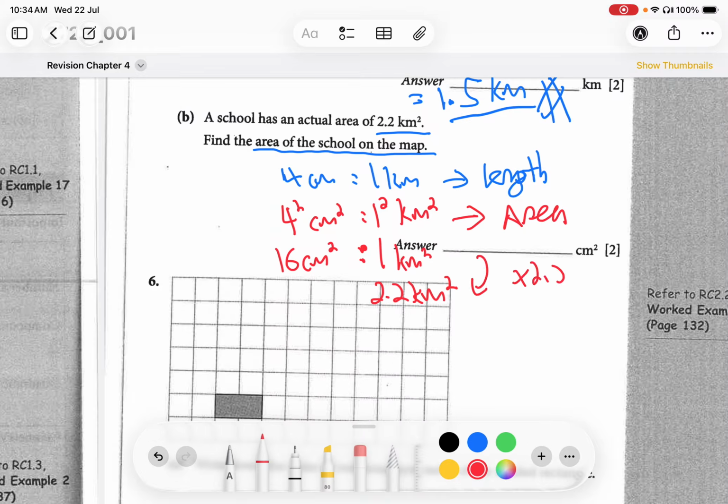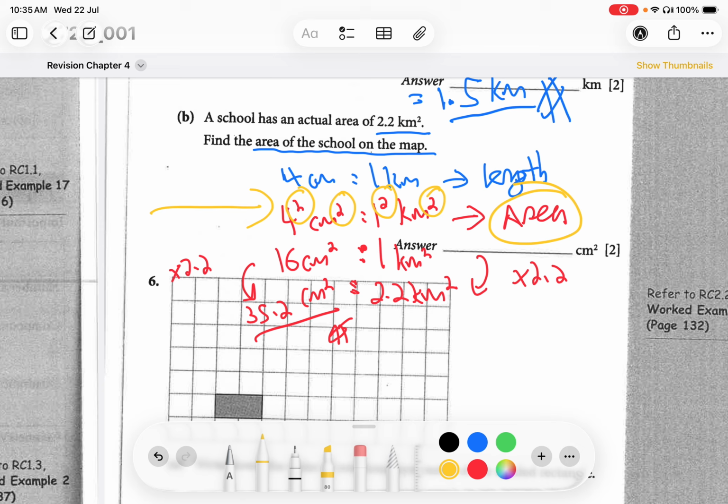Then the actual area is 2.2 km squared, right? So here I times 2.2, so this one also times 2.2. So it's 16 times 2.2, which is 35.2 cm squared, and that's my answer. So on the map it is 35.2 cm squared. The actual area is 2.2 km squared, but the one on the map is 35.2 cm squared. So just remember this part: squaring everything is to convert to area.